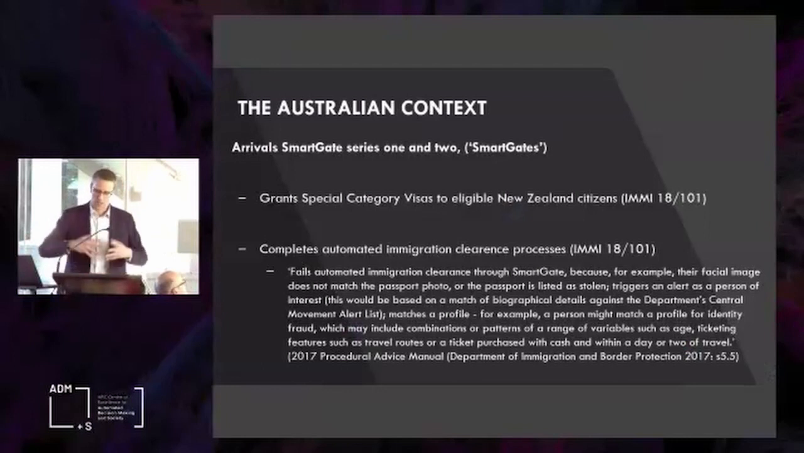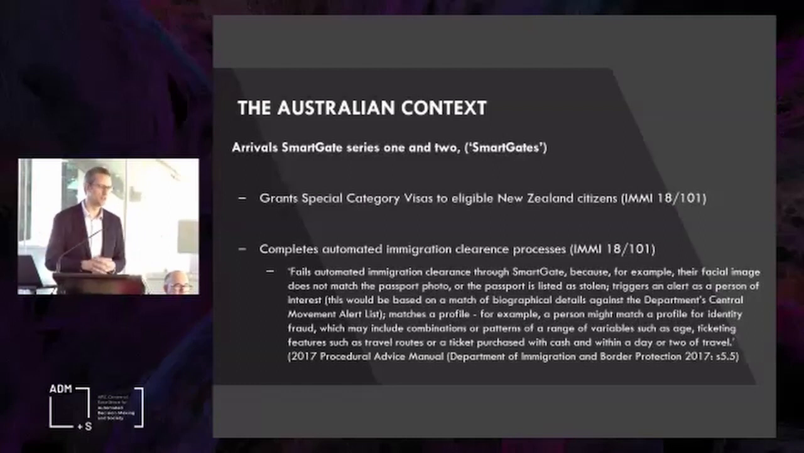Even though the systems in Australia aren't necessarily legislated, so they're not overtly available for us to examine in the same way as the EU, freedom of information requests of both the legislative instruments that are used by the minister to delegate authority to systems, and also the procedural manuals for the Department of Immigration and Border Protection that advise people working in the industry of how to do their job, also provide clues and hints to how ADM is being deployed. For instance, we know that smart gates can pretty much autonomously grant visas to New Zealand citizens.